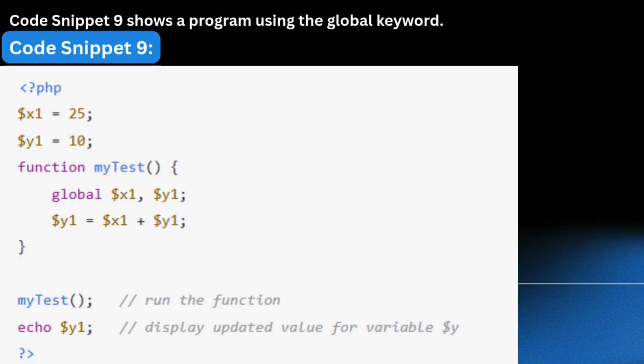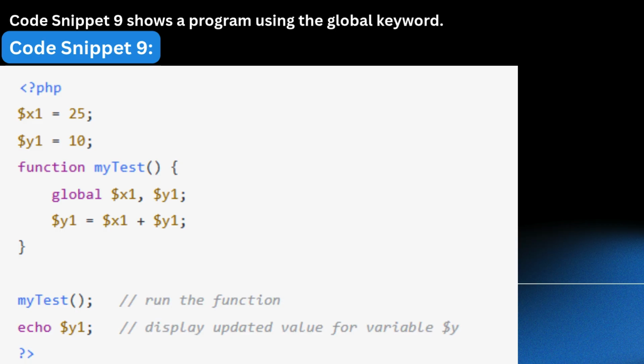Here, we start by defining two variables, x1 with a value of 25 and y1 with a value of 10. These two variables exist in the global scope, which means they can be accessed anywhere in the script, except inside a function, unless we specifically make them available.